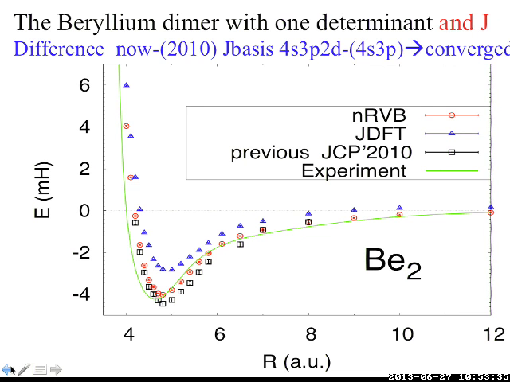So if you take the DFT as a determinant and you optimize only the Jastrow. In our approach, we always optimize all together.